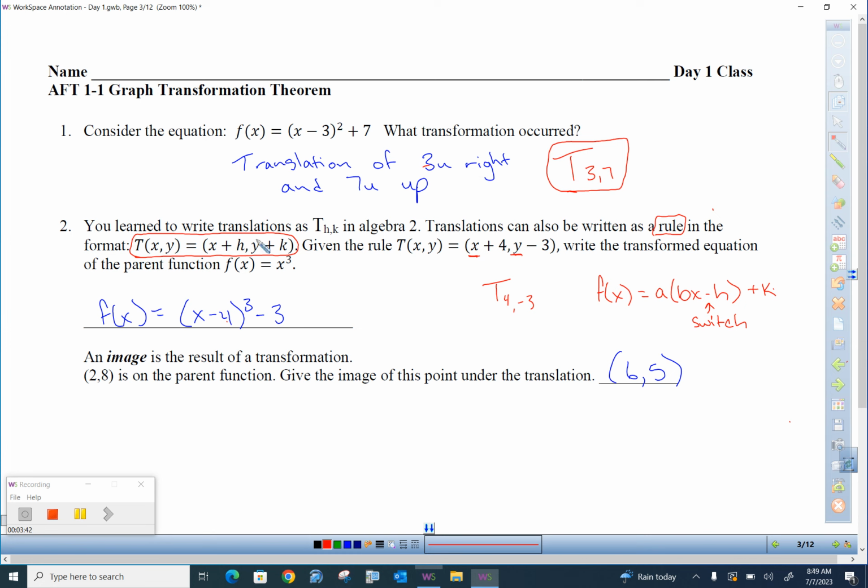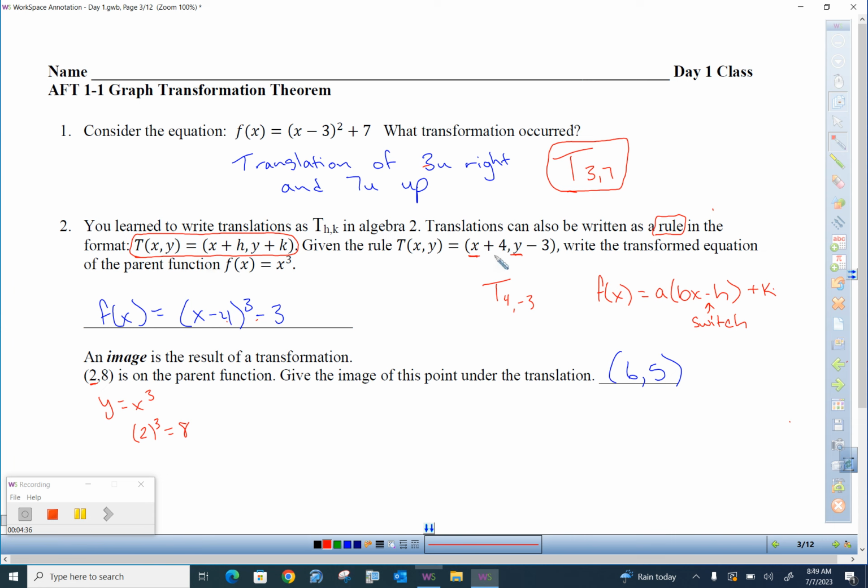Okay, so let's talk about the connection to this rule up here that I was talking about. I said the image, or the new point that we wanted to get to using any original point, could be found using this rule. So it says 2, 8 is on the parent function. So remember, our parent function for number 2 was y equals x cubed. And so we're saying if you take this x value and cube it, you get 8. So that's definitely on the parent function. Okay? But then it says give the image under the translation. So we can find the image using the equation, but we could also find the image using just the translation rule, and that's going to be more efficient most times.